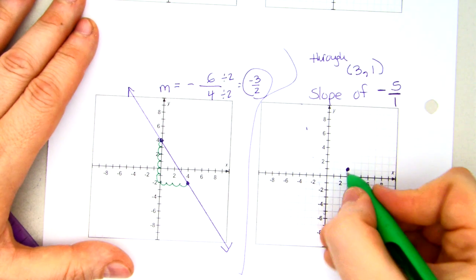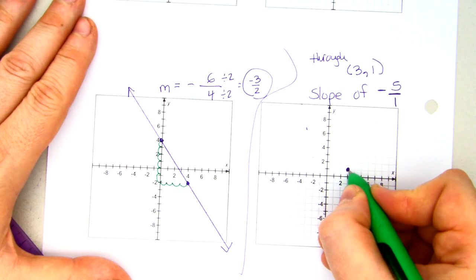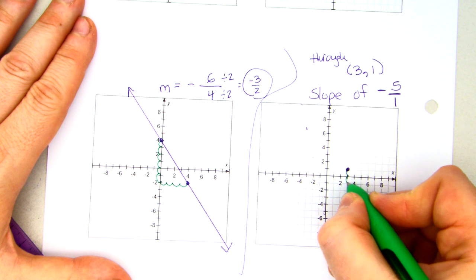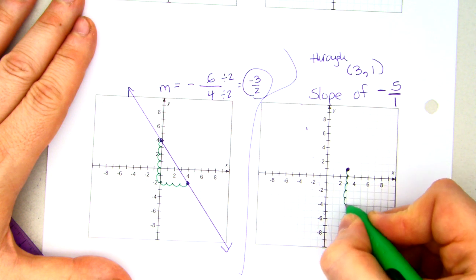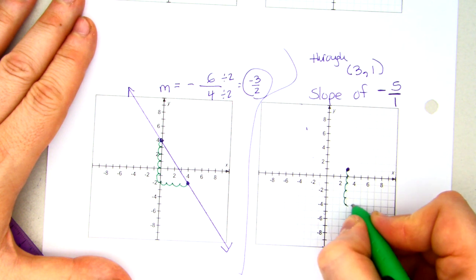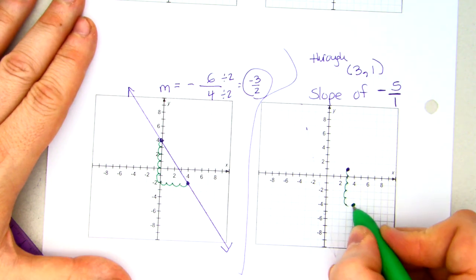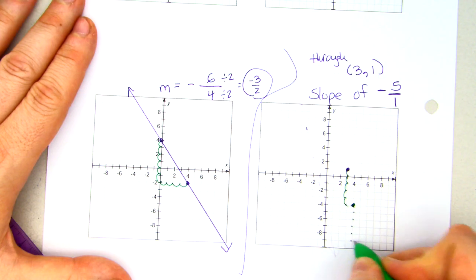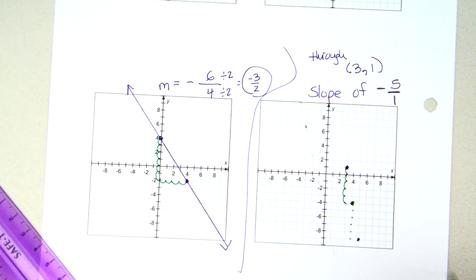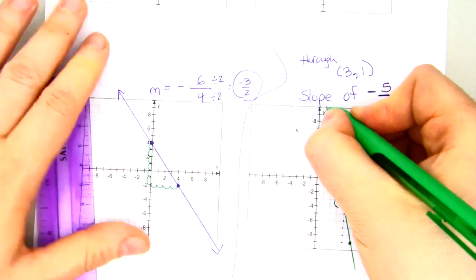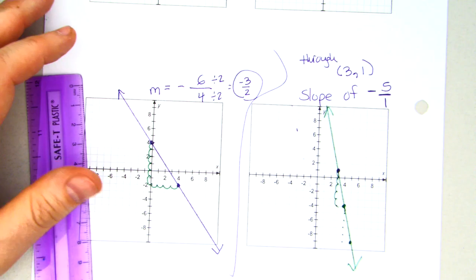I'm going to go to 3, 1. Because my slope is negative, I'm not going to rise up. Instead, I'm going to rise down. I'm going to go down 1, 2, 3, 4, 5. And I'm going to go over 1. And my point is over there. I'm going to do it again. I'm going to rise 5, down. 1, 2, 3, 4, 5. Run 1, over there. Connect the dots, and we have our line with a negative slope.